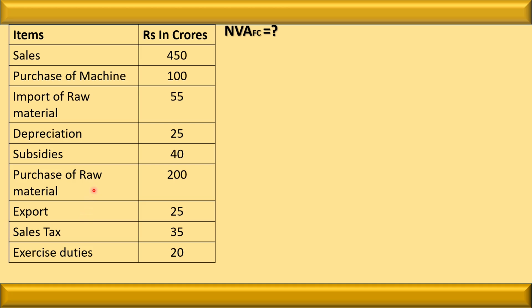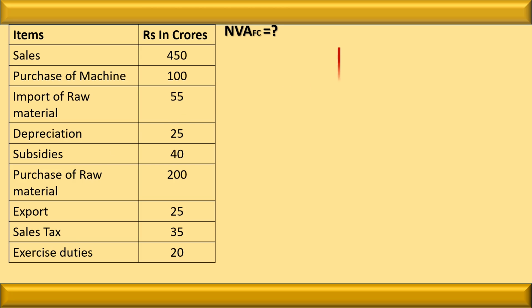Remember one thing, here the purchase of raw material is written and the import of raw material is also written. Since the total purchase is given to us, we don't have to consider import. Clear? Because import is already being considered under it. Purchase of raw material. Sale tax, excise duty means indirect taxes. So sale tax and excise duty together make the indirect taxes.